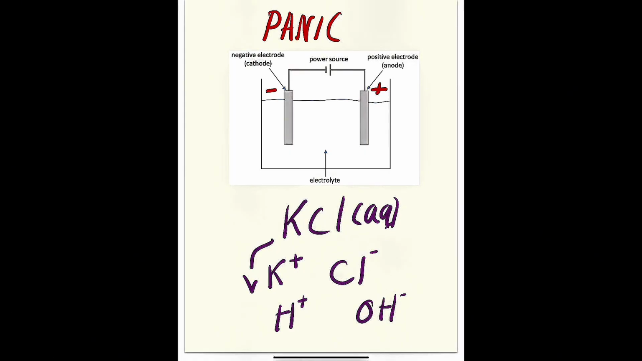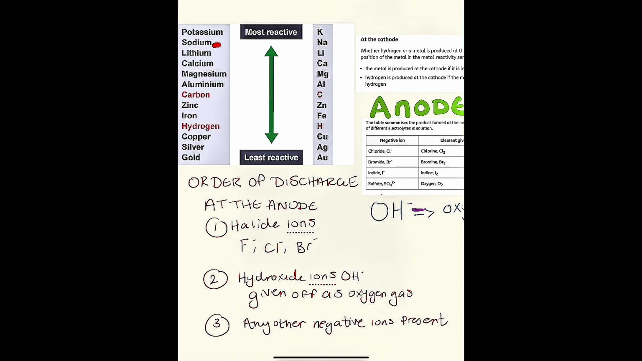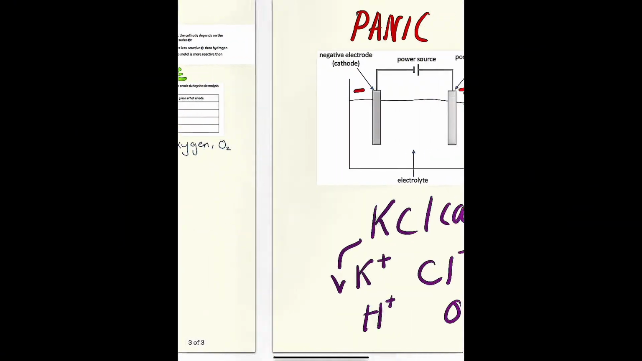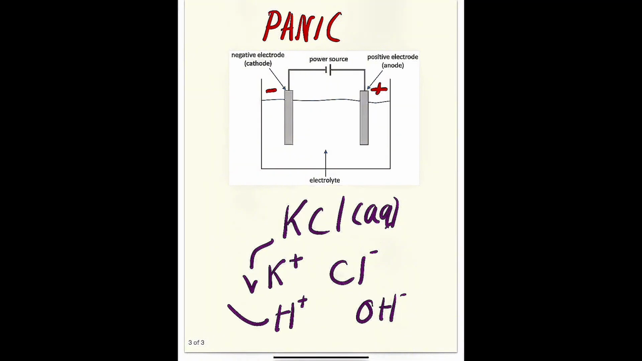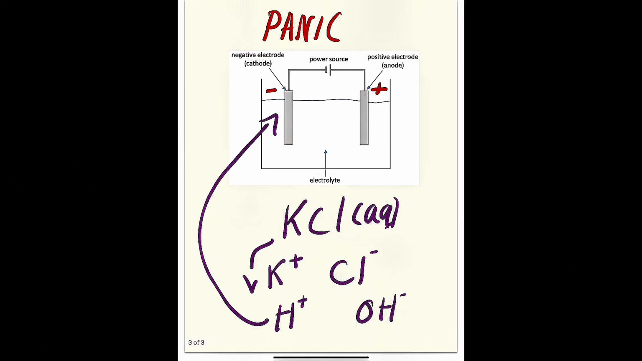So which one of these are going to be made at the cathode or the anode? I know definitely that when we look at the reactivity series, potassium is right at the top. So potassium is more reactive than hydrogen. That means potassium is not going to be made at the cathode, it's going to be hydrogen. So hydrogen is going to go over there. And then we can see that we have a halogen present. That's the order of discharge at the anode. If there's a halide ion present, then that will be discharged at the anode, and that's going to be over here. Okay, I really hope that this has helped you.